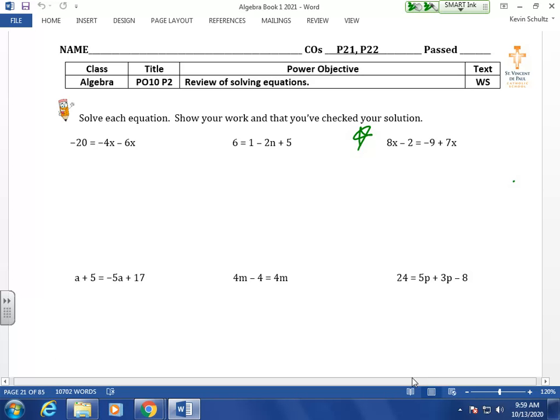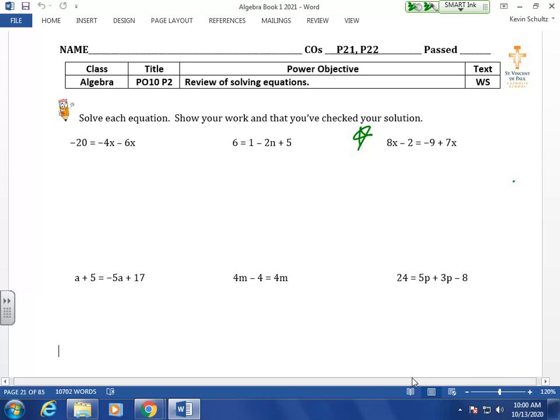Folks, 8x minus 2 equals negative 9 plus 7x. There were a couple different ways that we talked about how to handle variables on both sides. Raise your hand if you can recap what we talked about yesterday for the method that you used to solve this equation for x. Anyone want to share? All right, fine, I'll share.